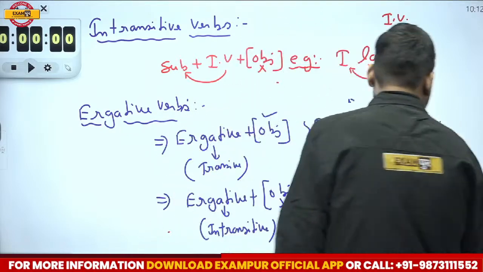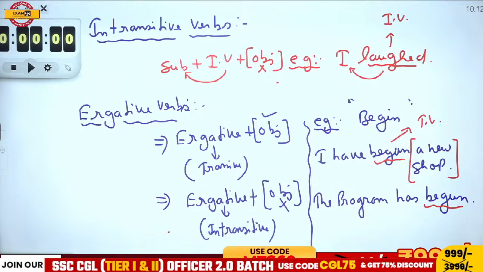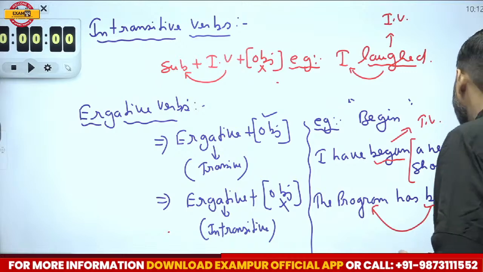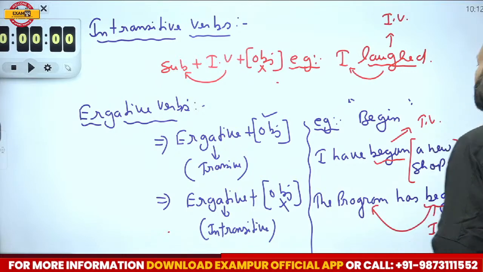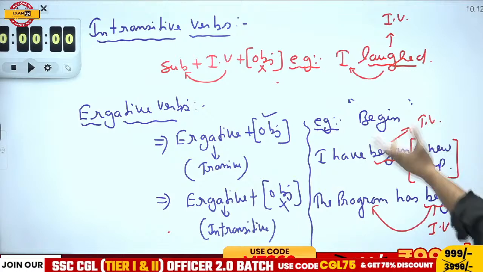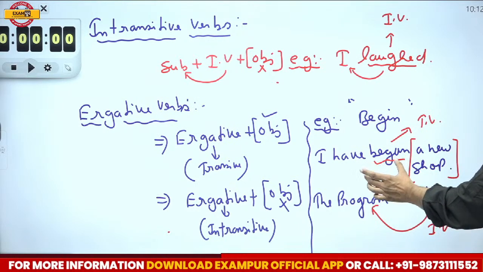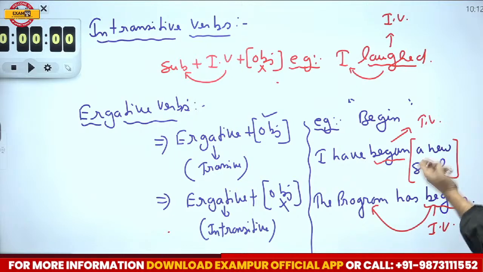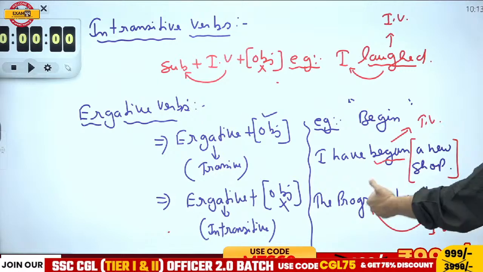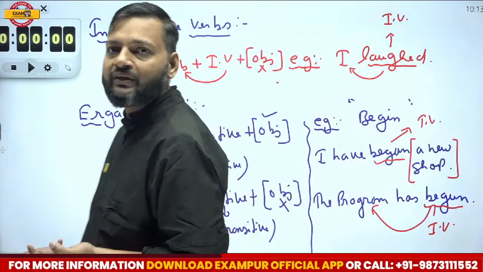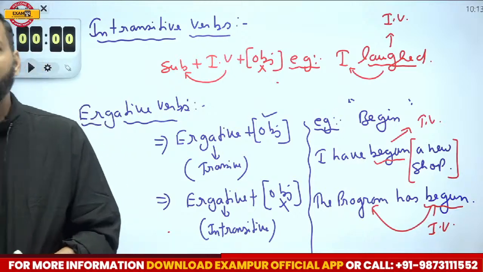But here begin is not followed by any object and it is used to reflect the subject itself, which is program. Here begin is intransitive. So begin is an ergative verb which can be used as transitive if there is any object, and it can also be used as intransitive if there is no object and it reflects the subject itself. So these are ergative verbs.